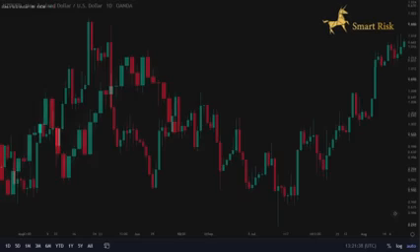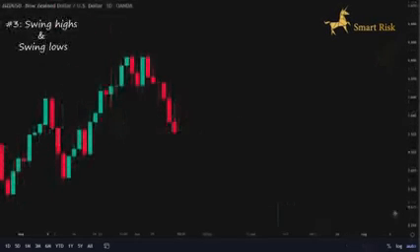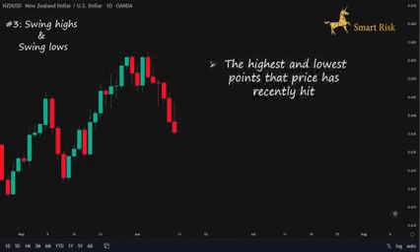Swing lows and highs are points on the chart that might behave as inducements. As you know guys, swing highs and swing lows are the highest and lowest points where price has recently hit. Especially on higher time frames like daily, these points are more important and price has more tendency to respect these points. So, traders always get induced into the market at swing highs and swing lows.